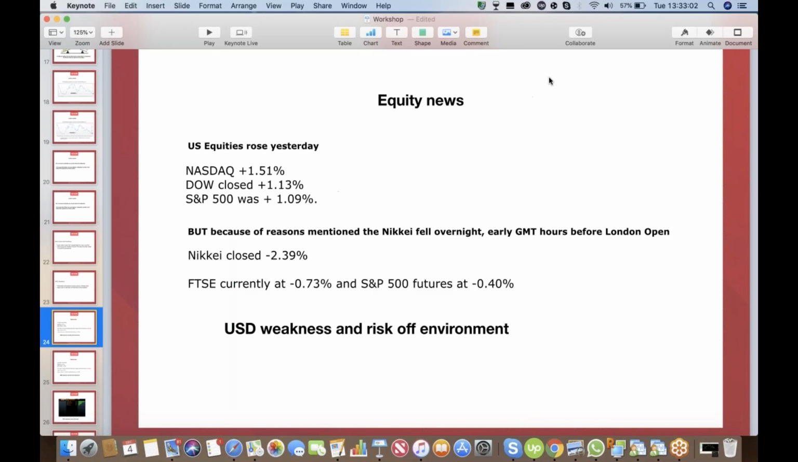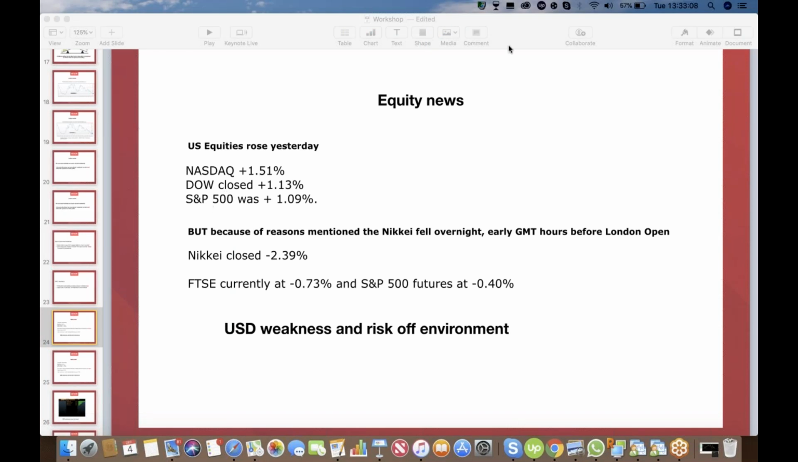Very good. The equity news, we need to see what's happening in the equity markets. The Nasdaq and the Dow and the S&P 500 were all up yesterday, up 1.5%, 1.13% and 1.09%. Can anyone tell me why the US equity markets were up yesterday? This is for an extra gold point. What was it that was impacting the markets yesterday in a very strong way?